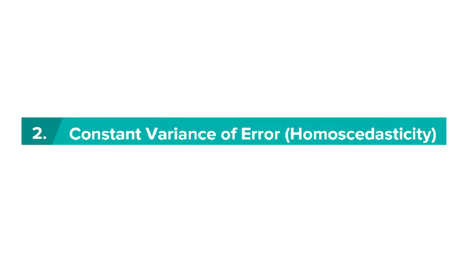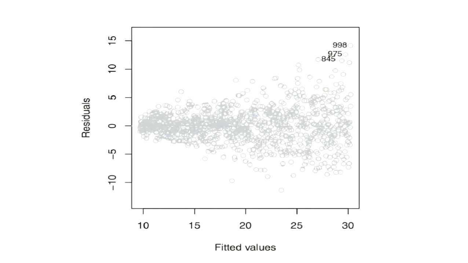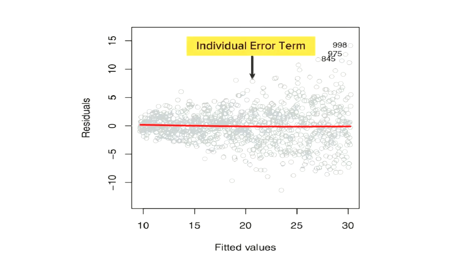The next assumption of linear regression is that error terms have constant variance. It is also known as homoscedasticity. Let us consider this residual plot. The red line here represents the regression line or the predicted values, since the residual of predicted values with respect to themselves would be 0. Each gray dot represents an individual error term.